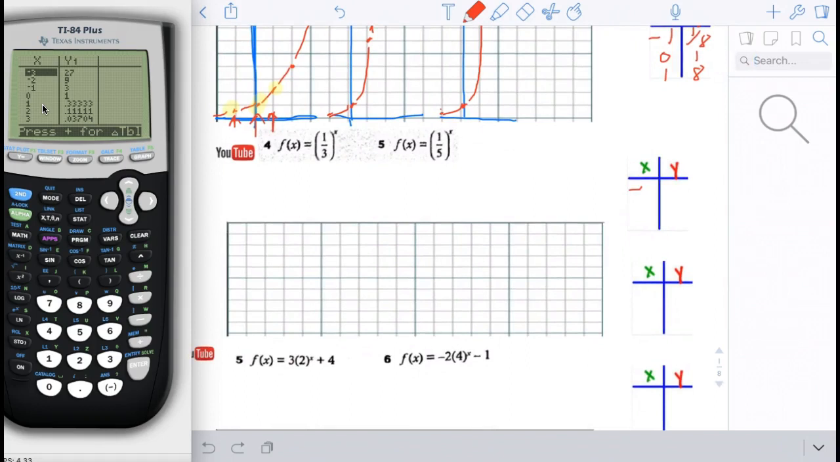-2, comma 9. -1, comma 3. 0, comma 1. There's that 0, comma 1 again. 1, comma 0.33, which is 1, comma 1/3. That makes sense, right? Because 1/3 to the 1st power is equal to 1/3, the base itself, right?